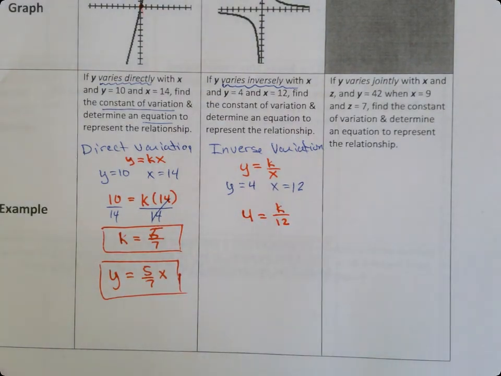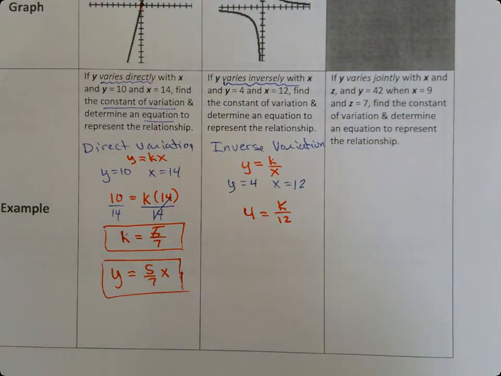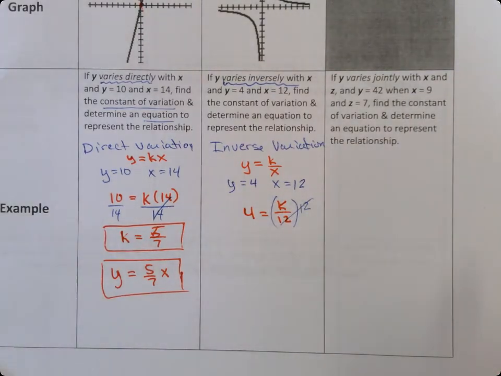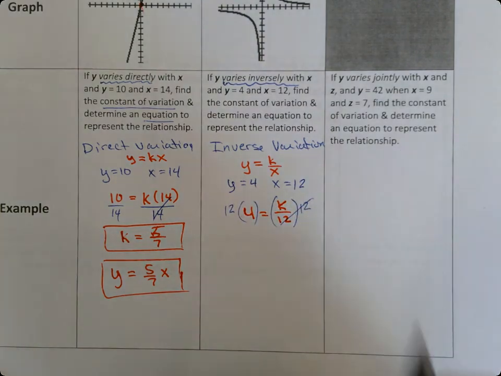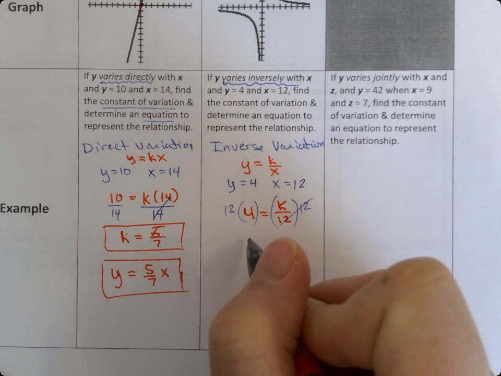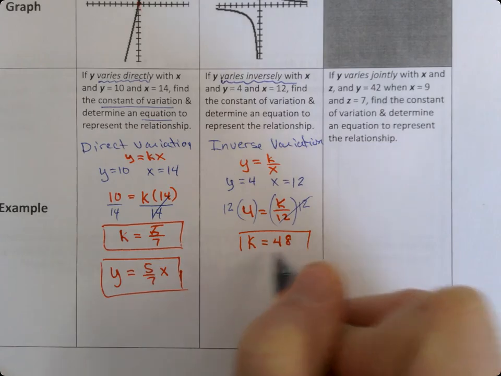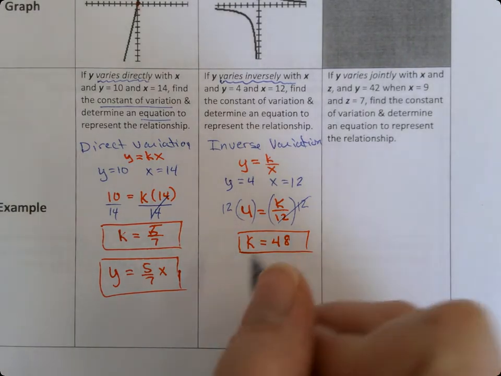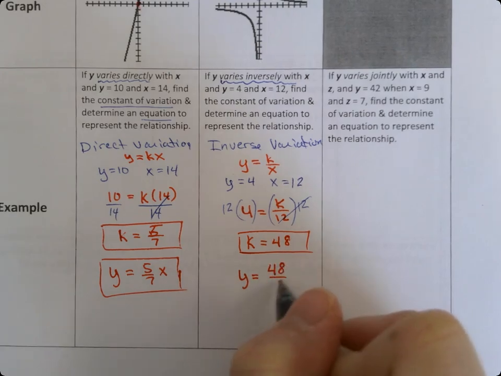Now, I need to get k by itself, right? Like, I got to find k to write the equation. So what should I do? How do I get rid of that divided by 12? Don't I just multiply by 12? So this is easier than a lot of the stuff we did. We just need to know the words. 12 times 4 is? I was going to go with 48. Yeah? Now, that's the constant. That's the constant of variation. What's my equation? Go back to generic. Y equals 48 over x.